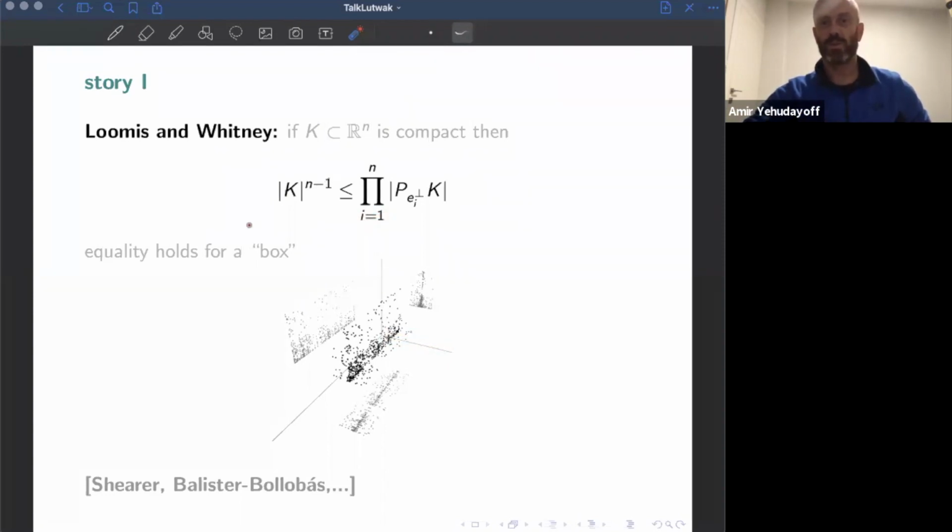Okay, so this is the Loomis-Whitney inequality. I think everybody knows it, but I'm not sure. And maybe in combinatorics, it is known as Shearer's inequality. Shearer's inequality is actually a stronger statement, but not on Euclidean space, but on a discrete set. But it's not hard to prove that it's stronger. And it was studied by many people. Ball and Bollobás extended this somehow. So this is the starting point of this first story.